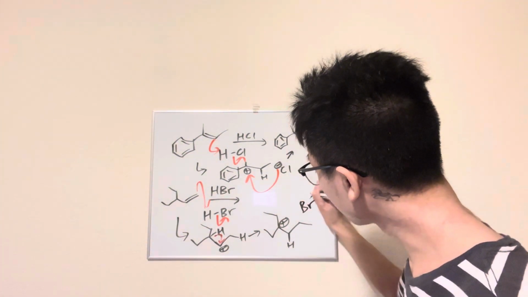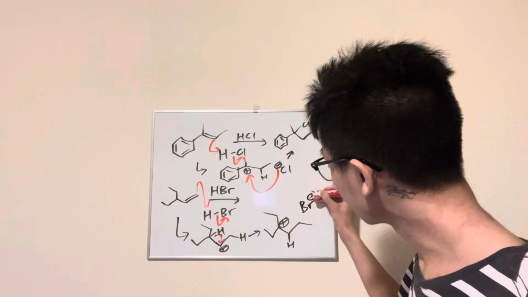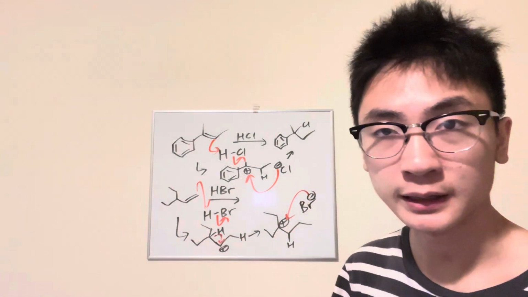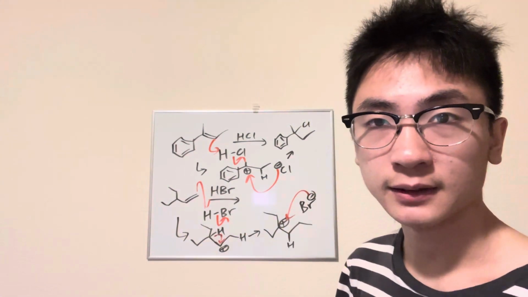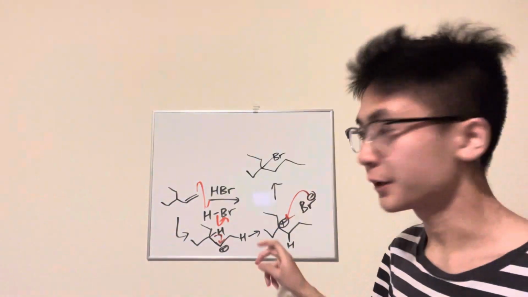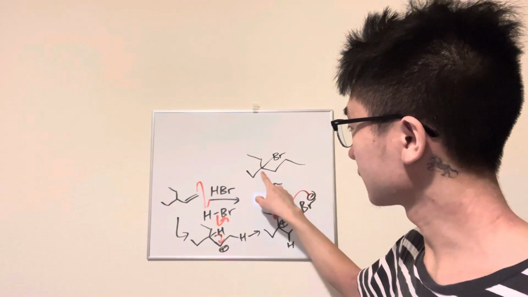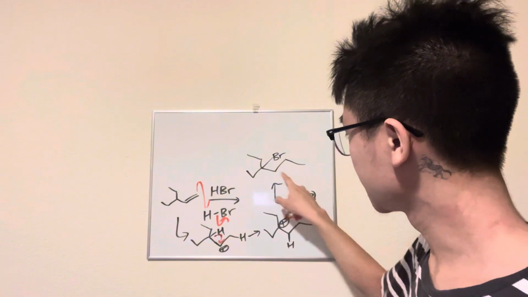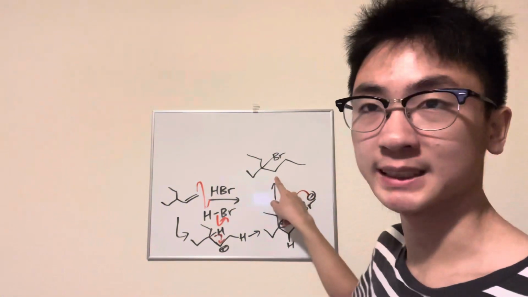Now the Br minus leaving group that left will act as a nucleophile and attack that electrophilic carbocation, giving us this final product here, where our bromine is attached to this tertiary carbon now, and the hydrogens here are left as invisible because it's implied.